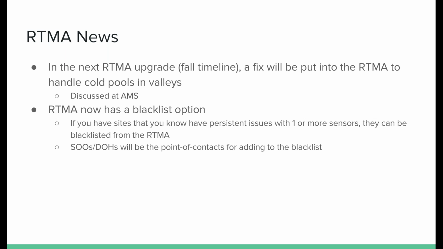One thing that is already in place now is a blacklist option. So if you happen to have sites that you know have persistent issues, maybe it's one sensor or maybe the entire site, you can blacklist them from the RTMA. Your SOO or DOH will be the point of contact, so feed your information through them.